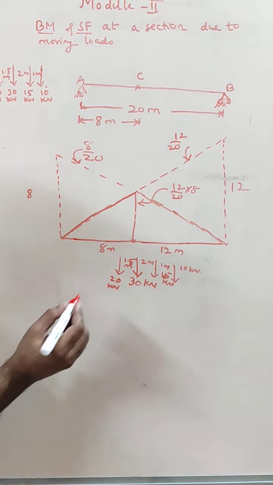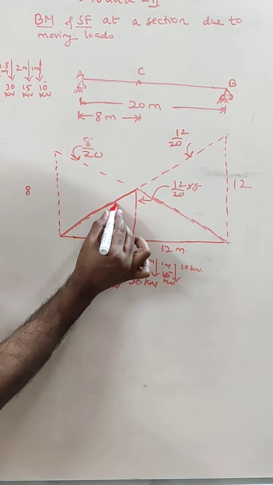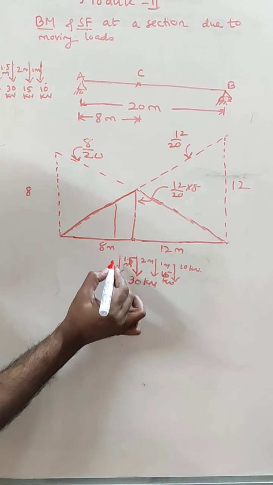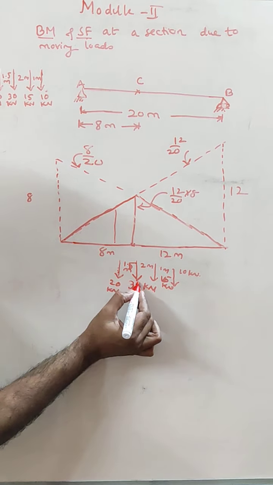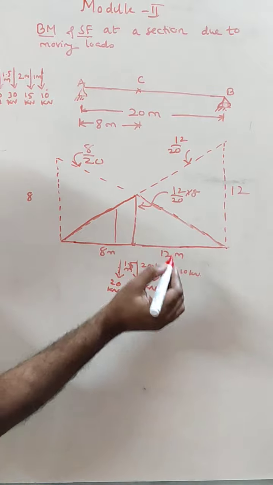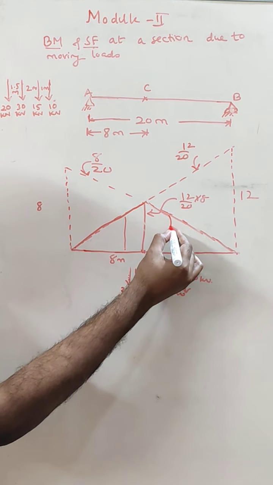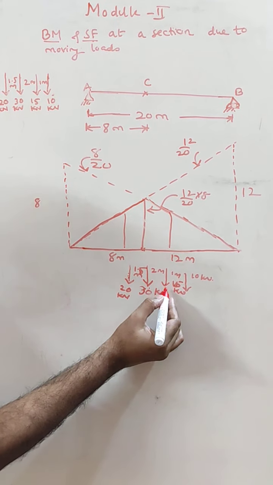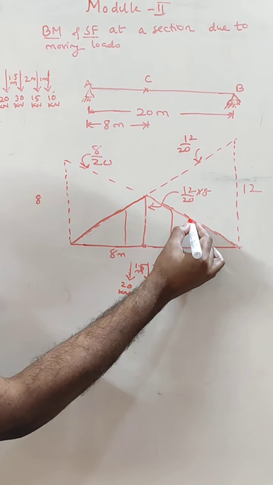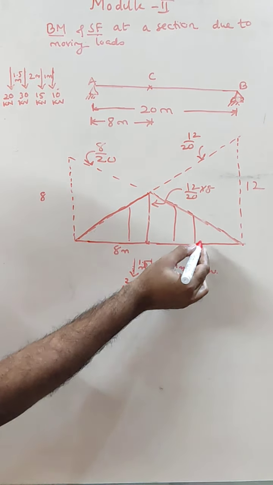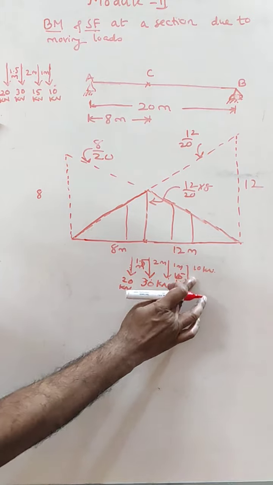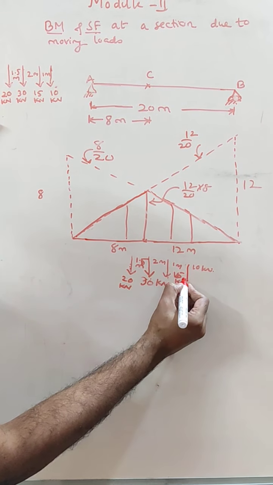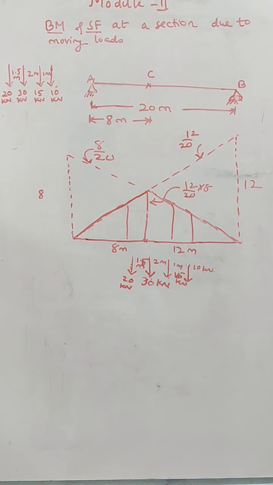Now let us find out the ordinates corresponding to these load positions. This is the ordinate corresponding to 20. This is the ordinate corresponding to 30 that we have already found out. Now this is the ordinate corresponding to the 15 kilonewton load, and this is the ordinate corresponding to the 10 kilonewton. That means all the 4 ordinates you can see here. This 10 kilonewton, you can keep it here. So these are the ordinates.